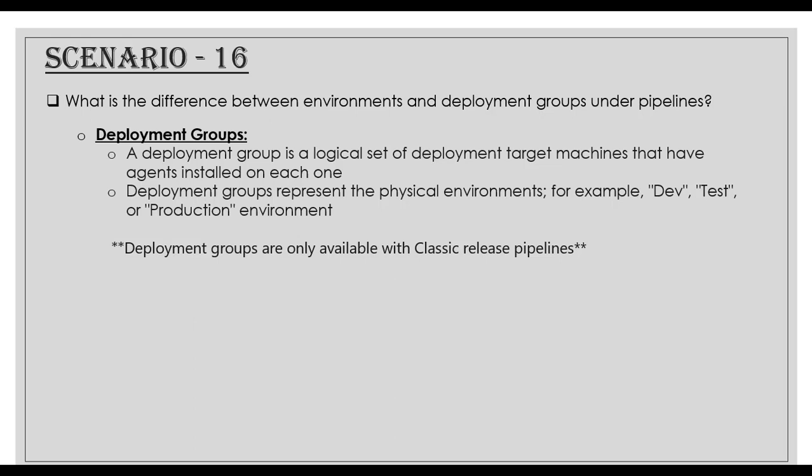A deployment group represents the physical environment, as I said, VMs. For example, dev, test or production environment. Deployment groups are only available with classic release pipelines. It's not available with YAML based pipelines. Keep that in mind. Plus, if you have a deployment group, there's no need for an additional agent pool, because we are installing an agent on each and every machine.